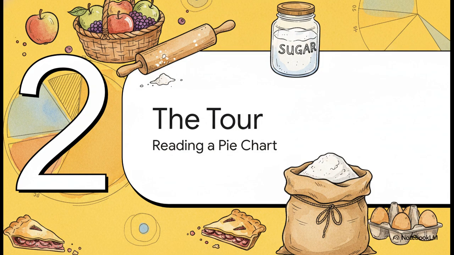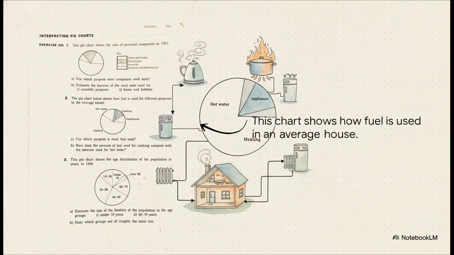Let's jump ahead for a second and look at a finished pie. I want to show you just how quickly you can understand the main story of a pie chart, literally in a few seconds, once you know what you're looking for. So check this out. This chart breaks down how fuel is used in a typical home. You can see the different slices, right? There's heating, hot water, cooking, appliances. It's a super simple snapshot of where all that energy is really going.